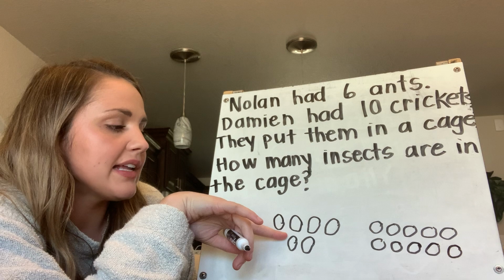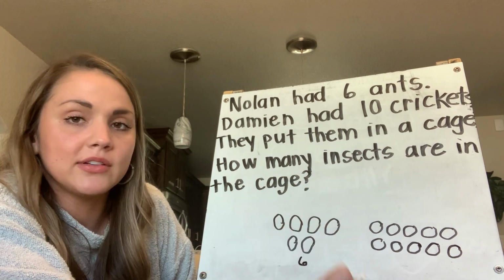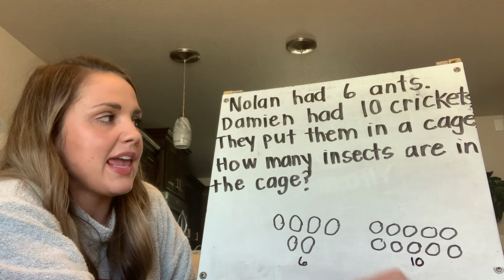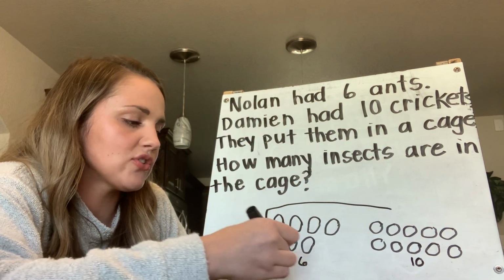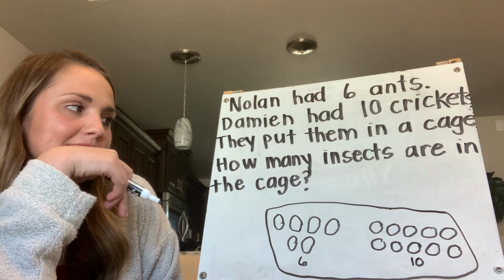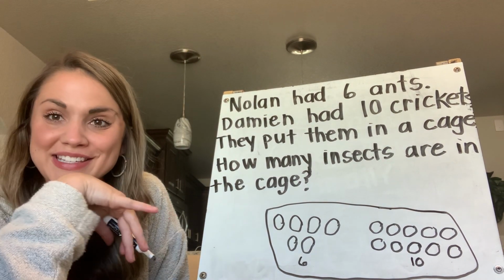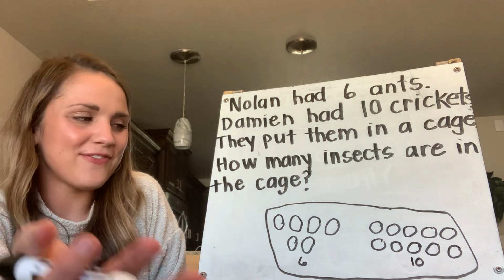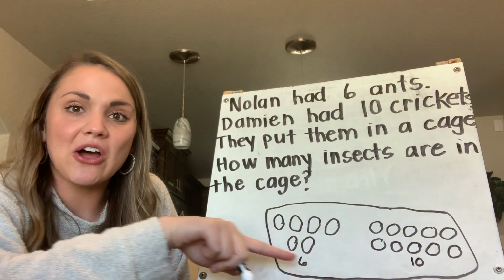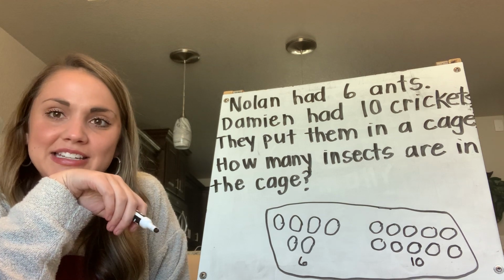So Nolan had 6. I'll label that. Damien had 10. Label that. And they put them into a cage. So I'm just going to pretend that this is the cage here. Okay, they put them in a cage. So I want to know how many insects are in this cage. So if you have solved this, you know that we're going to have to count all of these insects to see how many there are.